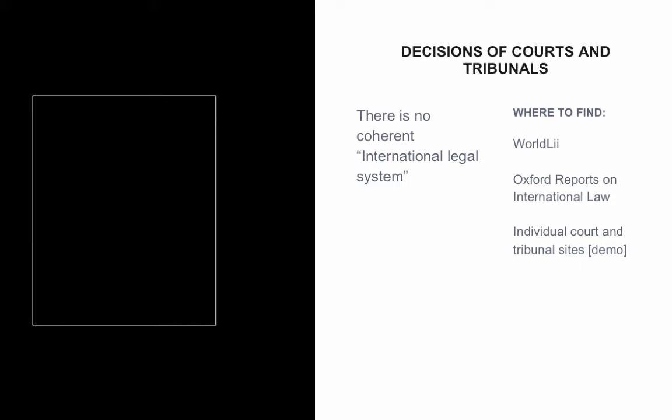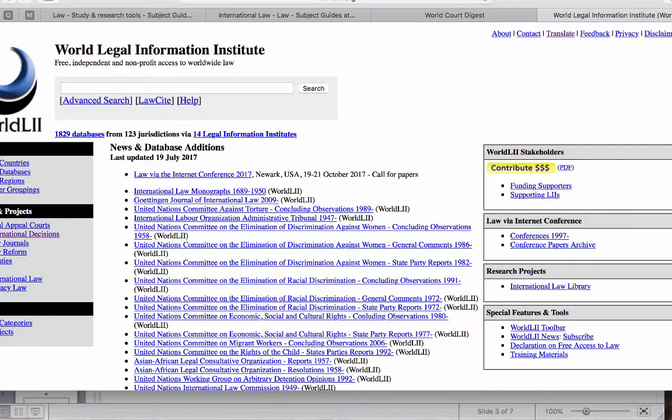So I'm just going to show you where Worldly is. 3, 2, 1. So this is what Worldly will look like. And you can either do an advanced search or search by, if you have the name of the case, the citation of the case, then you can search by law site.